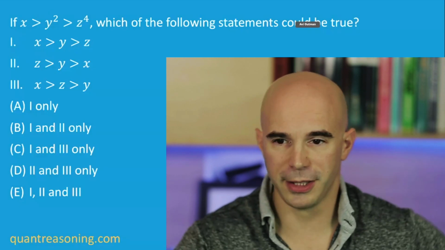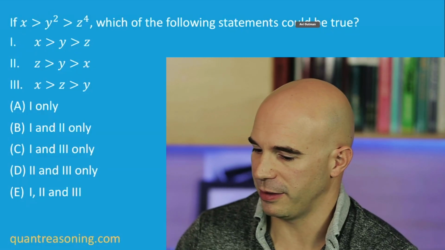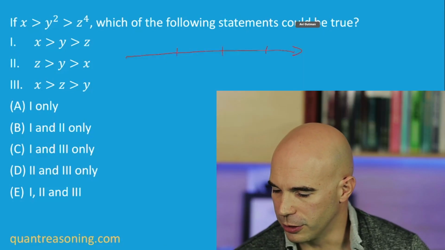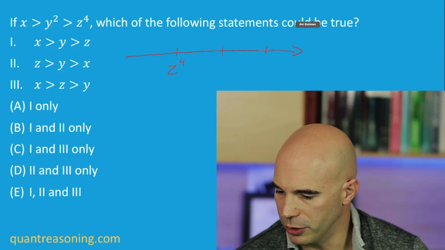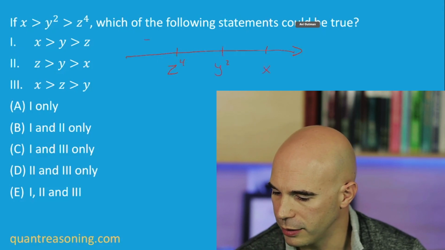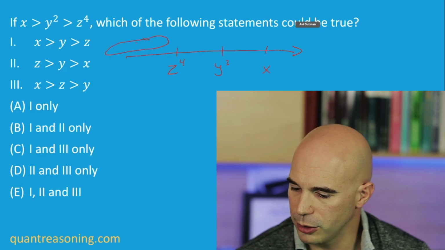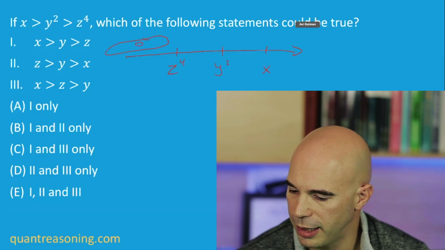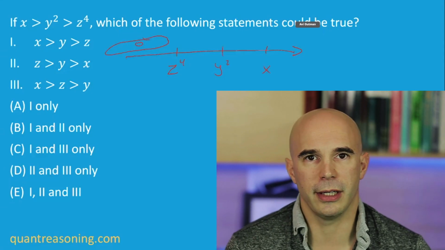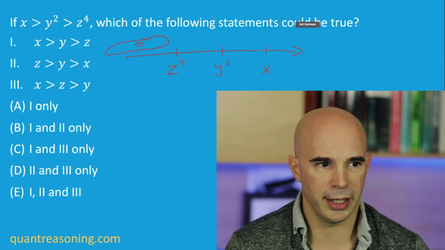Okay, really tough question, especially given that there's only 2 minutes per question. We are given the relative order of these three items on the number line. So you've got z to the power of 4, y squared, and x. And I'm also going to put 0 in a cloud to the left of z to the power of 4, because we know that anything to an even exponent has to be at least 0.